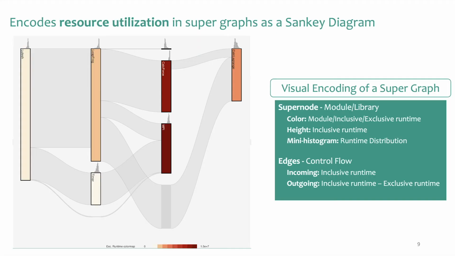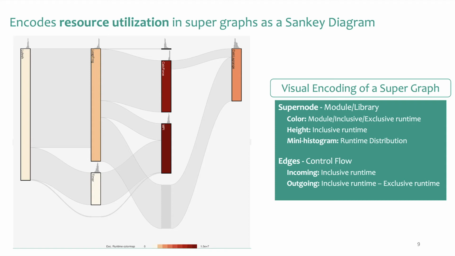To encode this supergraph, we use a Sankey diagram. The Sankey diagram provides a high-level overview for the code execution. The nodes can be colored based on module or inclusive or exclusive runtime based on user's choice. The height of the node corresponds to the inclusive metric, whereas the edge flow corresponds to the control flow of the execution. To highlight the nodes of interest, users can modify the runtime range and CallFlow will update the encoding on the supergraph. The interface supports various interactions such as zooming, panning, for exploring large supergraphs.